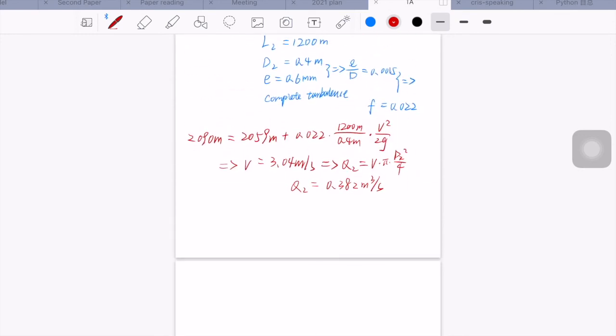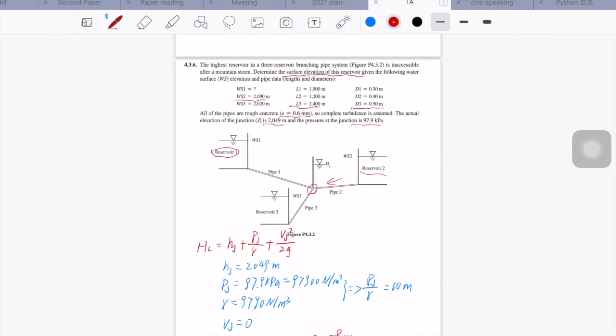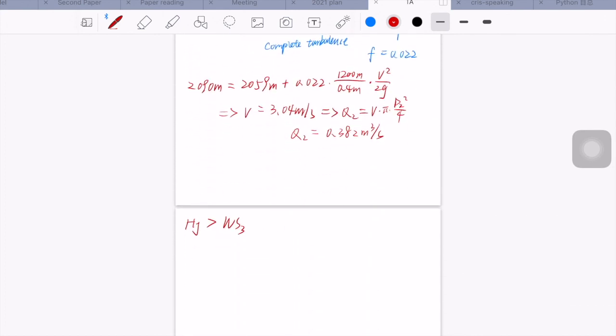And we also know the Hj is higher than the Ws3. So the flow is from the junction to the reservoir 3, and we will balance the energy between the junction and the reservoir 3. So the energy equation is Hj plus Pj divided by gamma plus Vj squared divided by 2g equals H3 plus P3 divided by gamma plus V3 squared divided by 2g plus the head loss. This is equation 2.